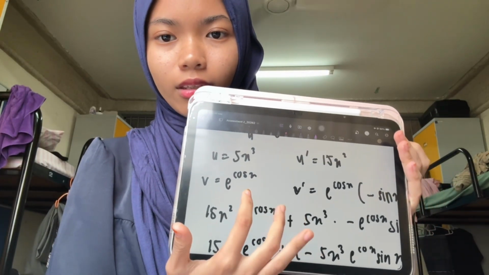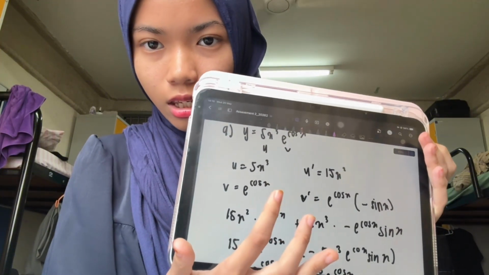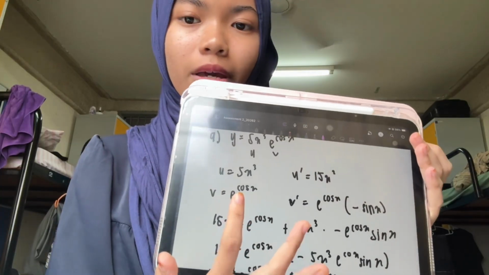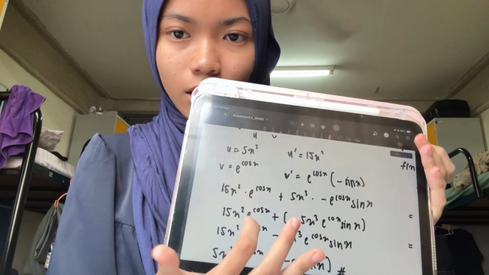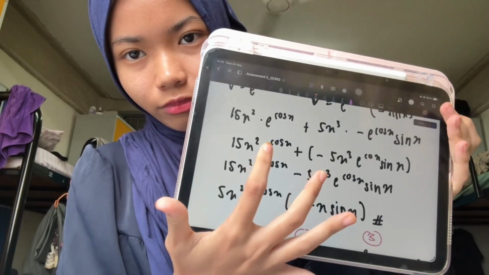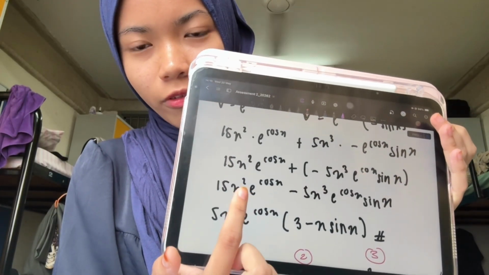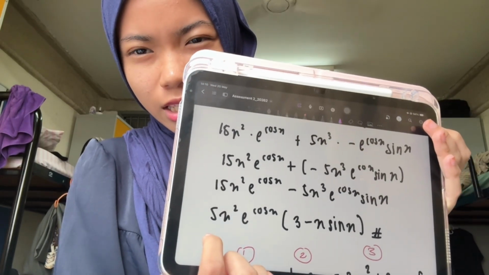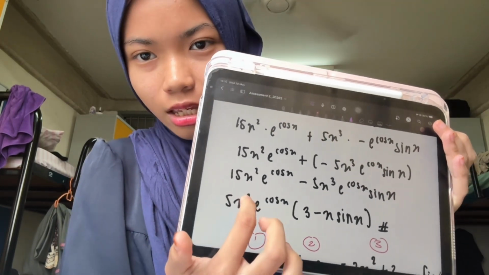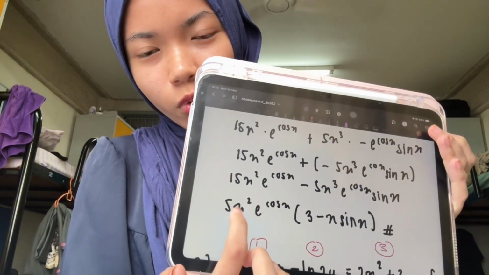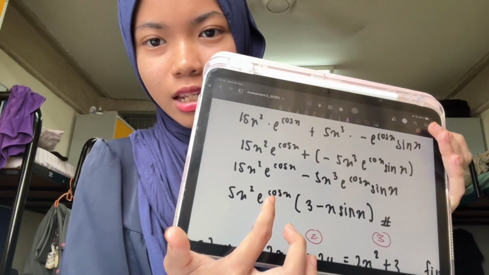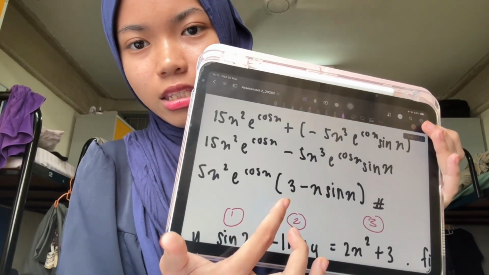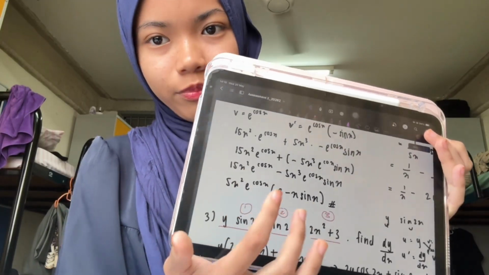And then we need to multiply u prime with v, and u with v prime. And then we got this. So we need to simplify the equation we got. And then we factorize 5x^2 e^(cos x), and the other terms we put in a bracket like this. And that's the answer for A.